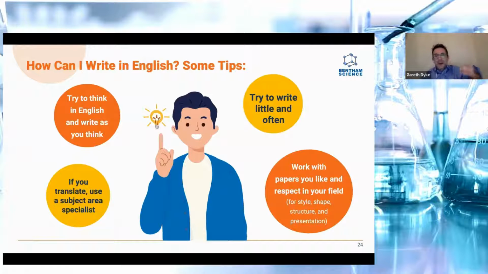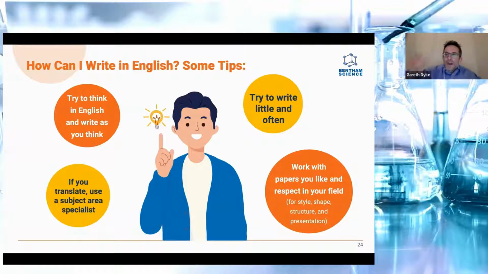Give me some tips. Well, as we've already mentioned, try to think in English and write as you think. If you're thinking about your research in a second language or a third language, and then you're translating it into a journal article, that may not be the most effective way to get your message across. Try to think about your research in English and try to do it little and often. Try to do it every day, a little bit, just 10 minutes, 15 minutes. If you translate, use a subject area specialist.